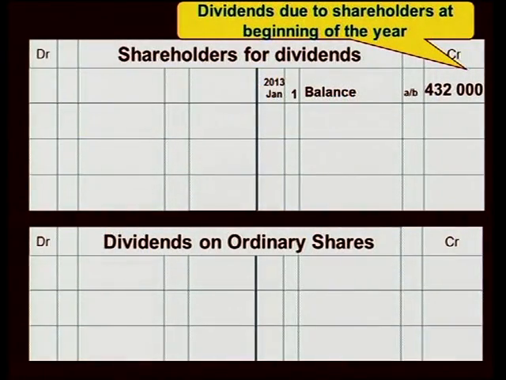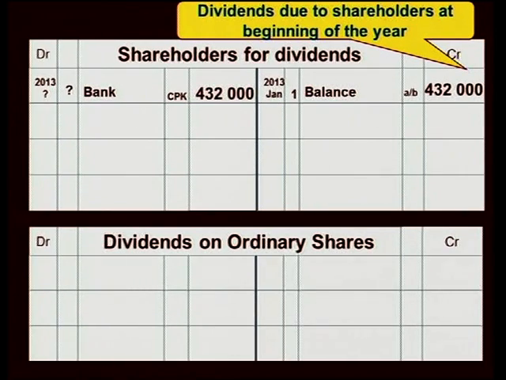Now, have your information next to you. Work with me. Then you'll see that at the beginning of the year, 432,000 Rand is owed by Derby Limited to their shareholders. That was for dividends that was due from the previous year. So that was dividends that they haven't paid at the end of last year.